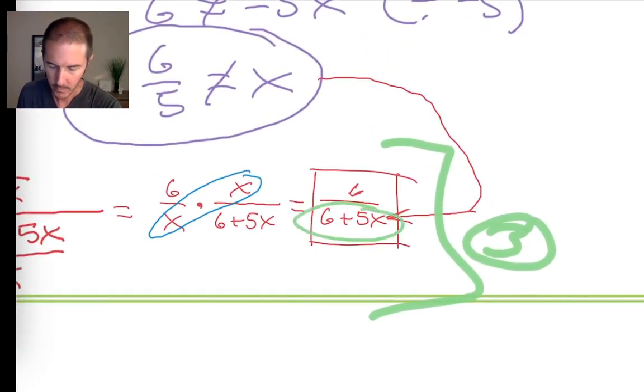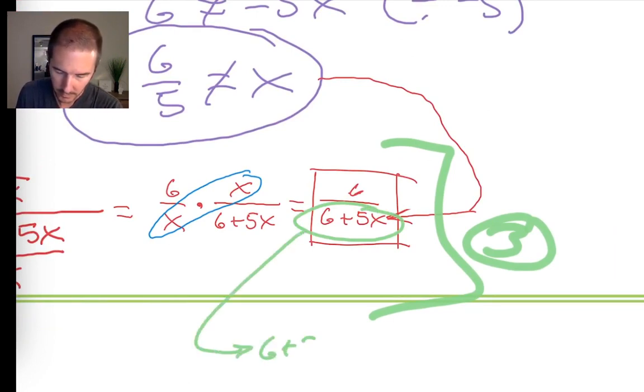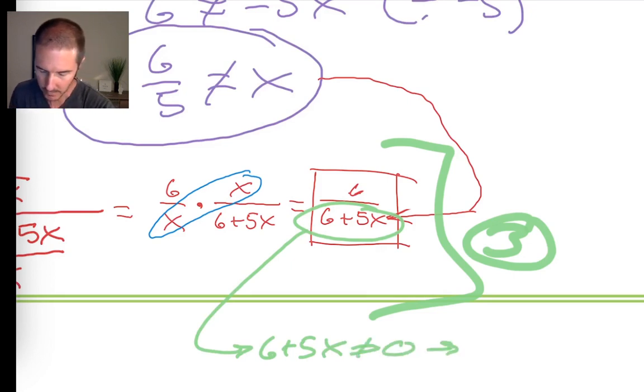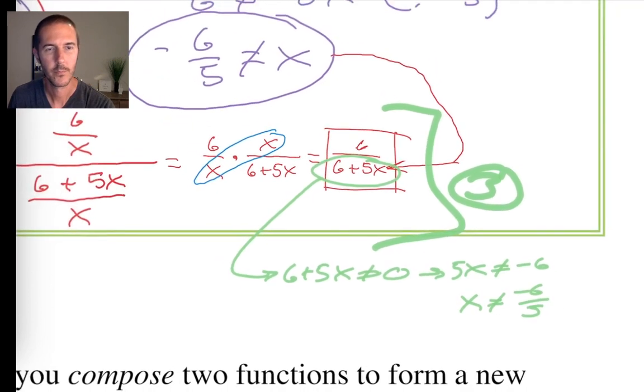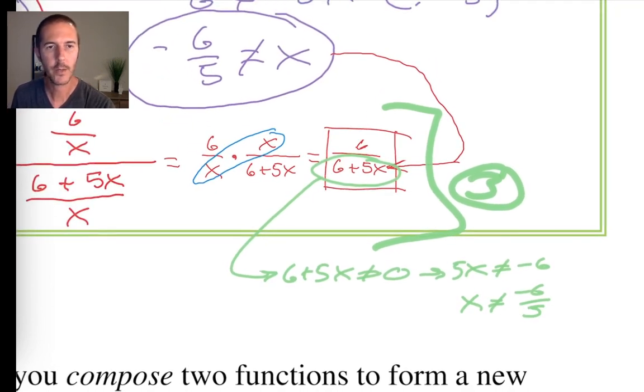from right here. You could put a note that says 6 plus 5x is not allowed to equal 0. And you could subtract 5x from both sides, or rather subtract 6 from both sides. 5x is not allowed to equal negative 6. Divide both sides by 5. X is not allowed to equal negative 6/5. In the bottom right-hand corner of your screen, x is not allowed to equal negative 6/5. In the top left-hand corner of your screen, same thing.